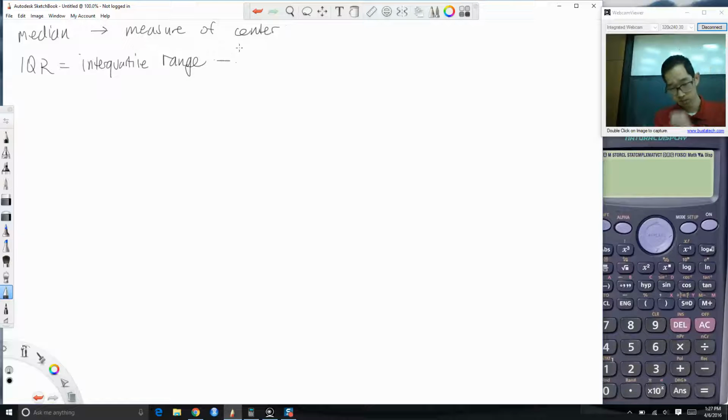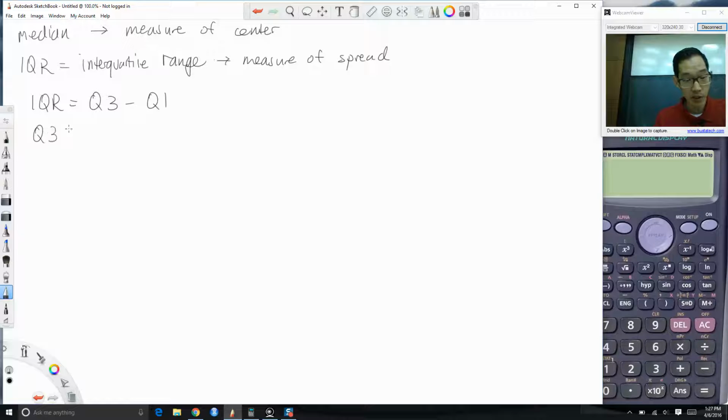The IQR is a measure of spread. Before we can talk about the IQR, we would say the IQR is defined as Q3 minus Q1. We're going to have to define what Q3 and Q1 are. It makes sense to start with Q1. Q1 is the first quartile, and Q3 would be the third quartile.